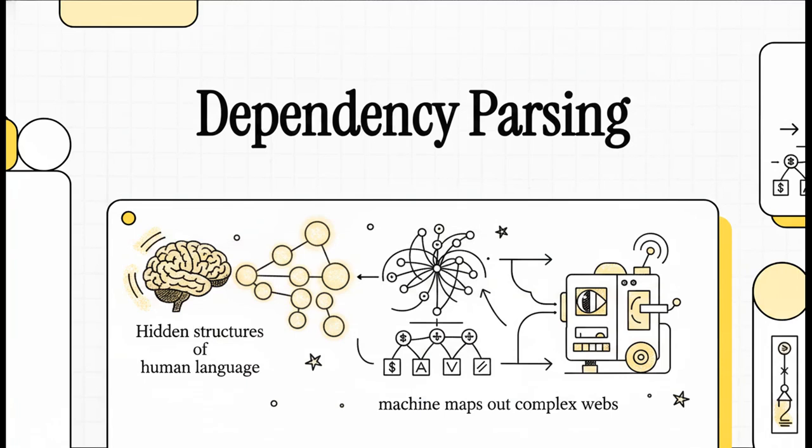Today, we're taking a deep dive into the hidden scaffolding of human language. Have you ever stopped to wonder how machines actually read, comprehend, and map out the massive webs of words we throw at them every single day? Well, if you're curious how AI makes sense of a tangled sentence instead of just staring at a random string of text, you are absolutely in the right place.